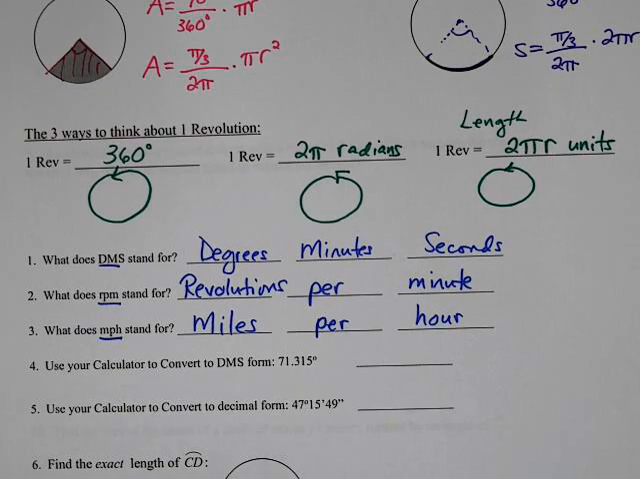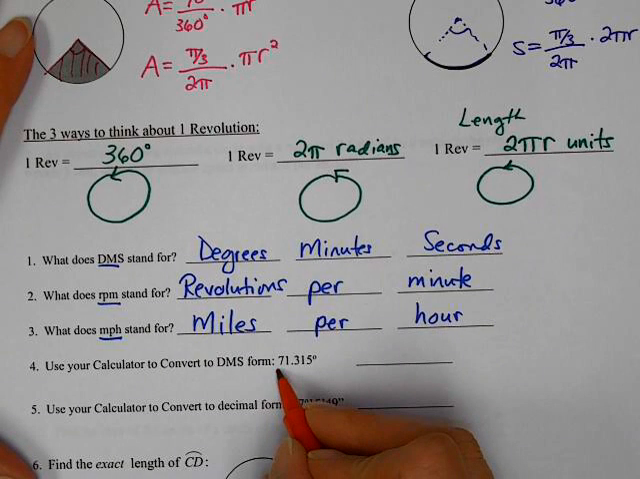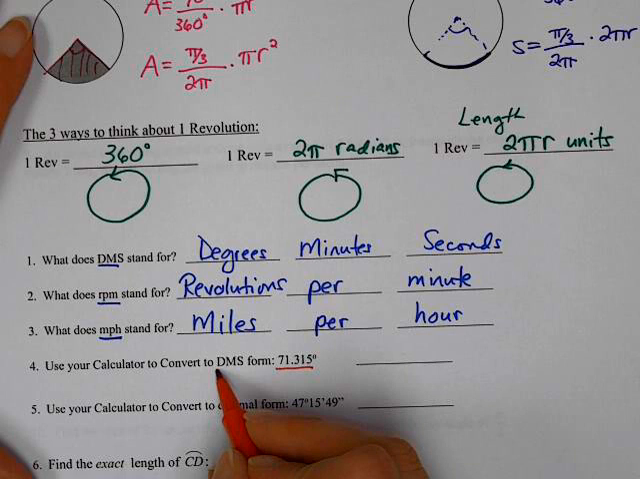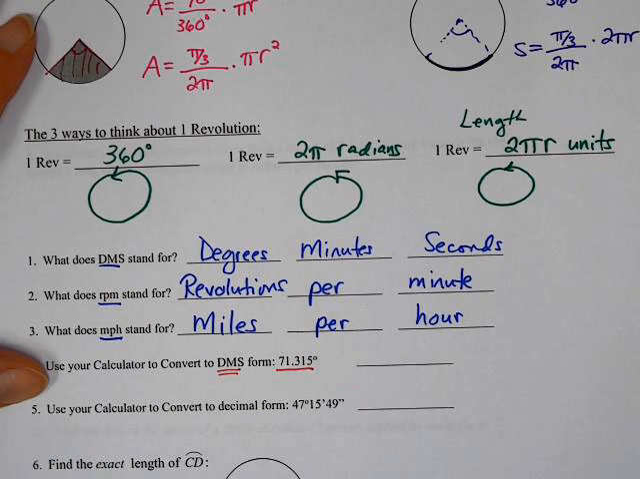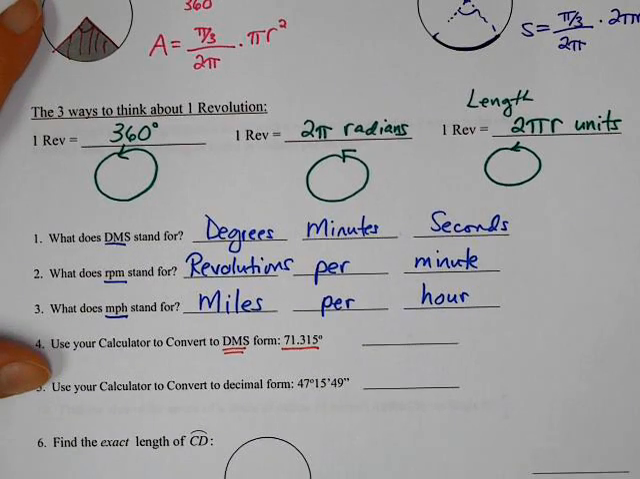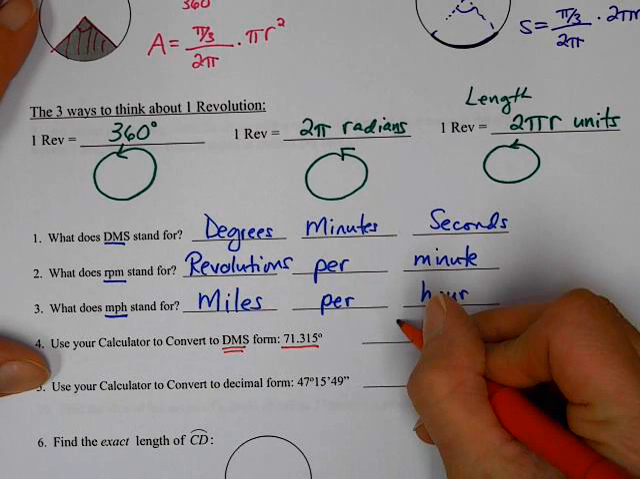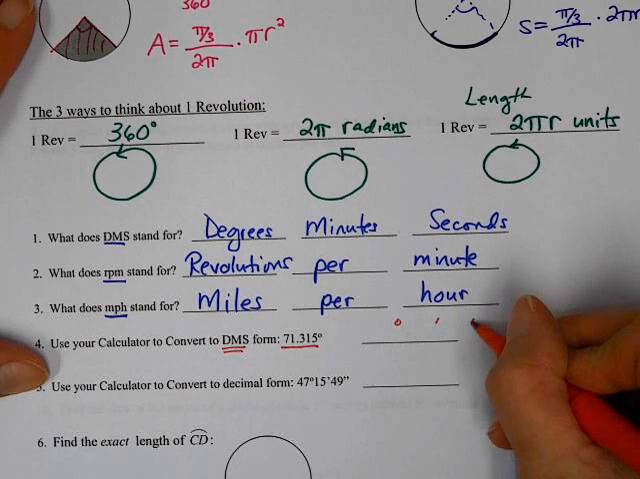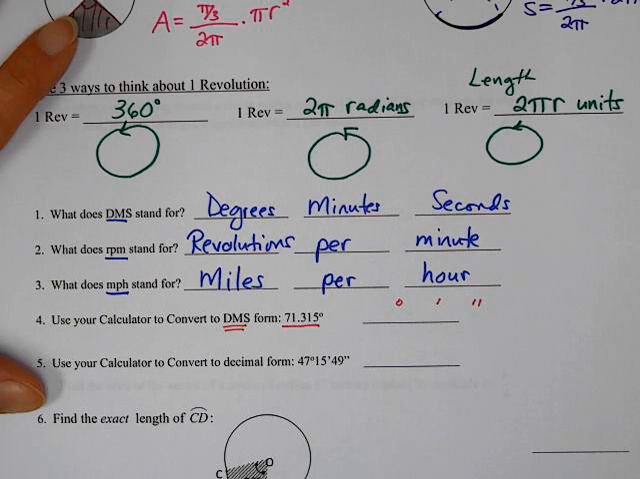Okay. The next thing we're going to do is use our calculator. So I want you to take out your calculator and type this into your calculator, but I want you to convert it to degrees, minutes, seconds. So we're going to type 71.315. Okay, go find your degree bubble, and we're going to convert to DMS. So your answer is going to have degrees, minutes, and seconds. Go ahead, please do it. Pause the video, and I want you to calculate this.